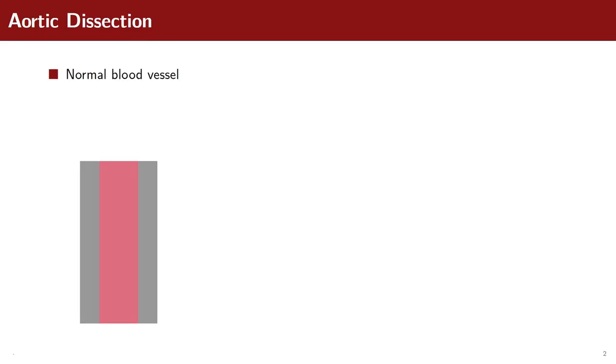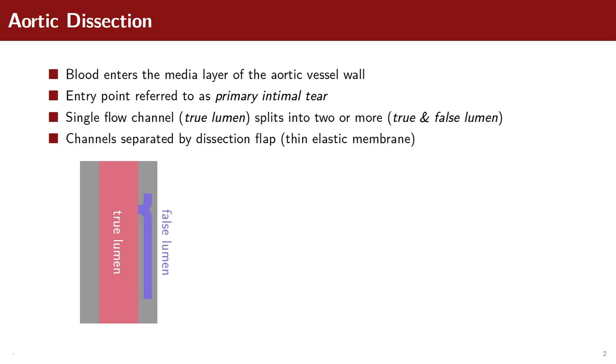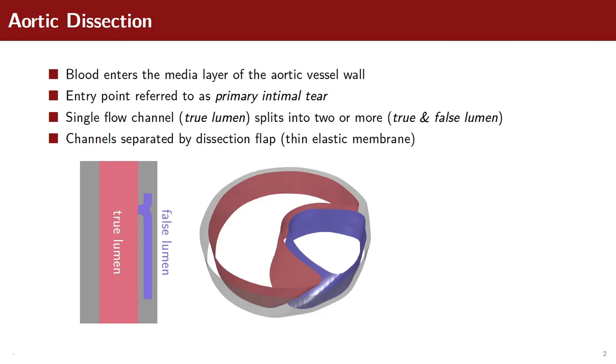Before we talk about aortic dissections, let us describe the anatomy of a healthy blood vessel with a single blood flow channel that is referred to as true lumen. If blood enters the medial layer of the aortic vessel wall through the primary intimal tear, the single flow channel, true lumen, is divided into two channels, a true lumen and a false lumen. This leads to a dissected aorta with both channels separated by a thin elastic membrane, the dissection flap. The cross-section of aortic dissection could look like this.